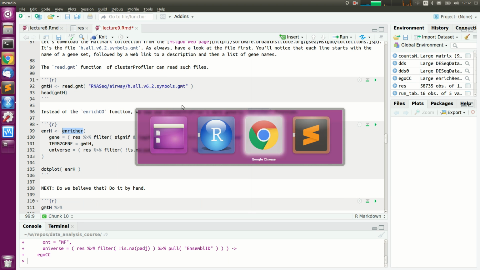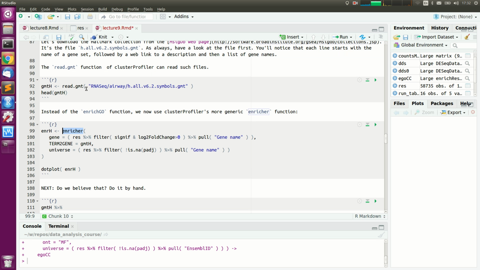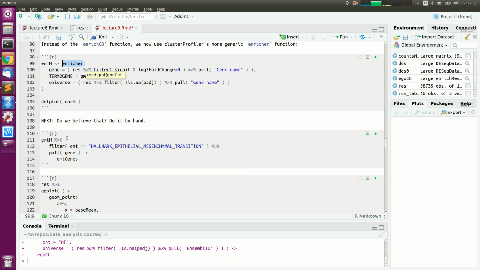To do this, of course, we now have to download the GMT file from here and go through it. And I think I will not go through these parts now. You can study this yourself when I've uploaded it. But you see the general gist is the same.